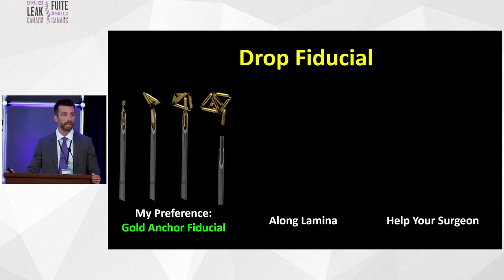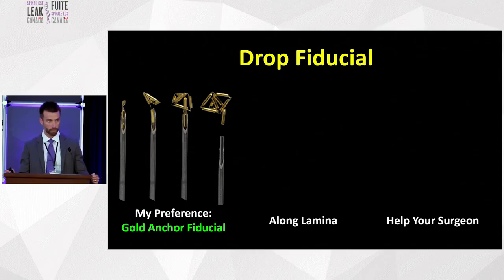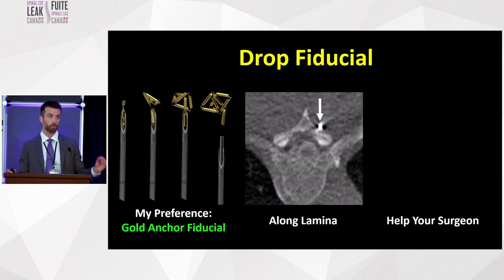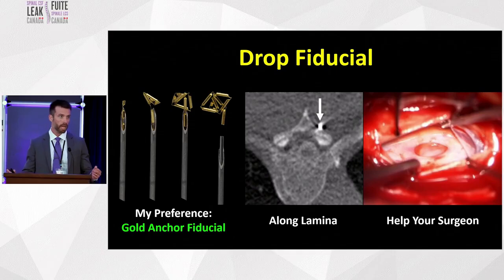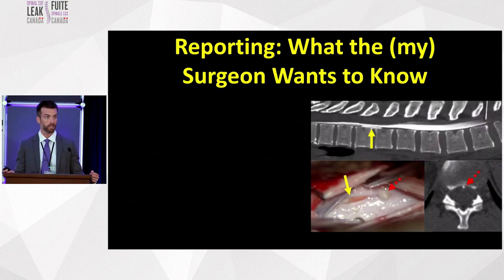Once I find a leak, I just drop a fiducial marker right there on the spine. I love these gold anchor fiducial markers. They were actually made for breast. I don't anchor them in bone. We've never had a problem with them migrating at all. It takes maybe 45 seconds to do. We put it right along the lamina there posteriorly, and it helps our surgeons just know exactly where the leak is, decrease the chance of counting error, decrease time under anesthesia.